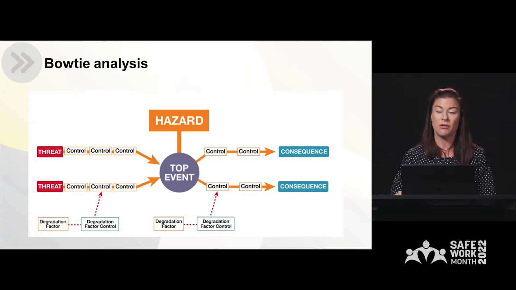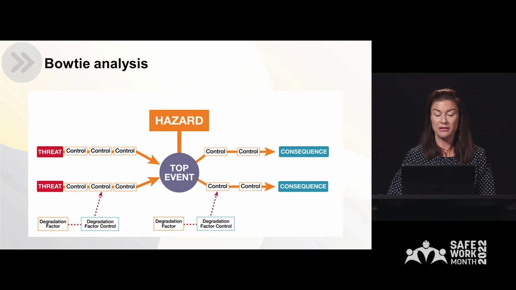Bowtie analyses are often used to show the possible pathways through which a hazard may lead to a major accident event or major incident, and the controls in place to stop these pathways eventuating. Each diagram is associated with a specific hazard and a single top event. A top event is one of the ways in which the hazard could be released. There can be multiple top events for a single hazard.